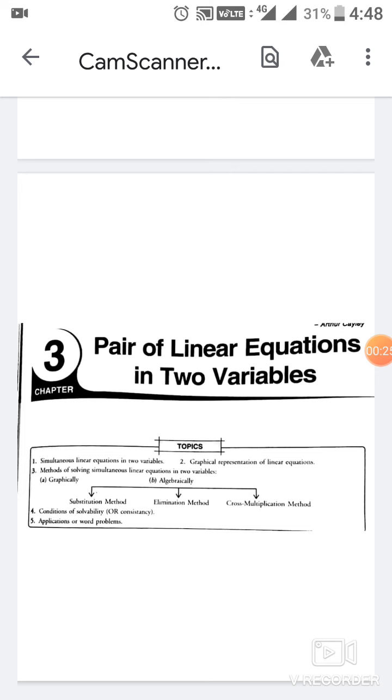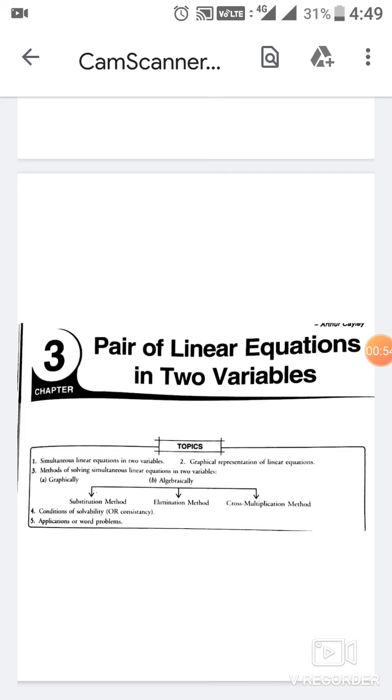The meaning of the lesson is: pair means there are two equations. Linear means the equation having only one degree. Equation means it is having two sides, that is left hand side and right hand side. In two variables means there are two variables, that is either x and y or p and q or a and b, etc.